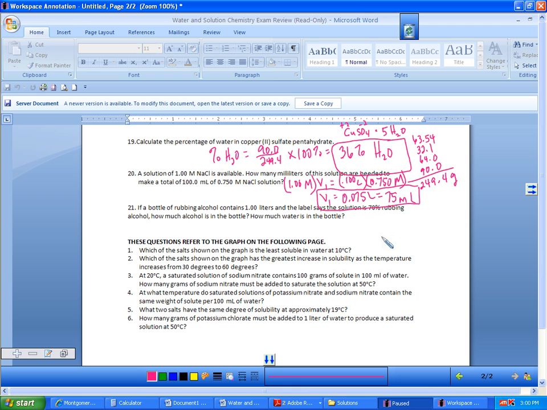Okay, if a bottle containing rubbing alcohol has a liter and the label says that it's 70% rubbing alcohol, how much alcohol is in the bottle, how much water? So I just said, well, I have 1,000 milliliters. 70% of it is rubbing alcohol, so that's 700 milliliters of rubbing alcohol. And then if I started with 1,000 milliliters, 700 of it was alcohol, then I have 300 milliliters of water.